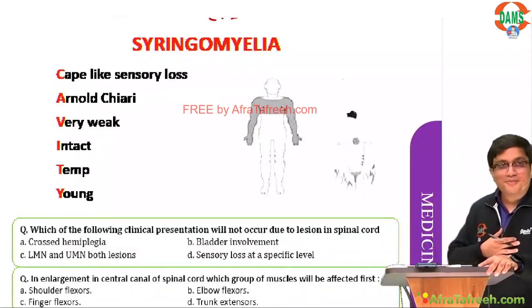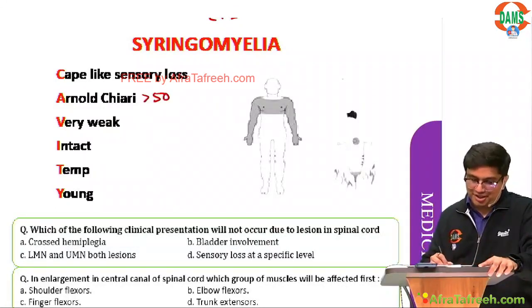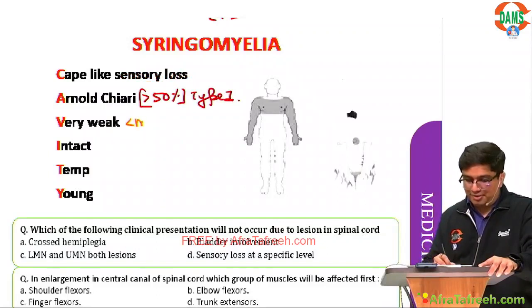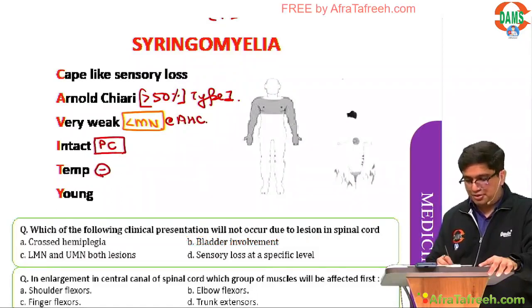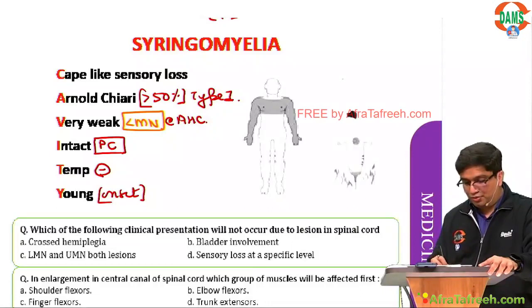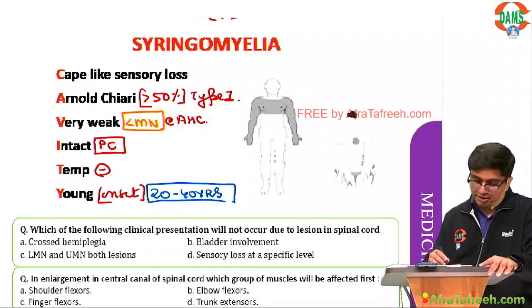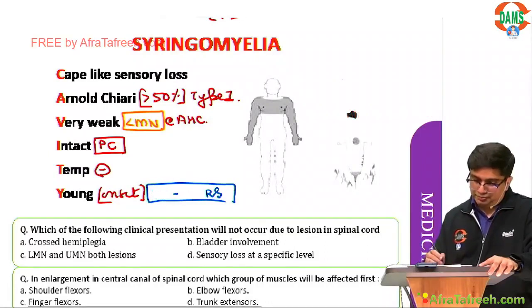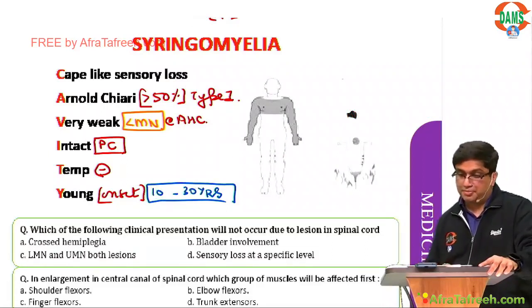Okay. Syringomyelia is a condition in which there is a cape-like sensory loss. More than 50% of them have a Chiari malformation, which is seen in type 1. They're very weak at the level of the lesion due to LMN because of the involvement of the anterior horn cell. In them, we always have an intact posterior column and temperature is lost. The onset in them is generally young, in a bracket that we consider between 20 to 40 years. Oh, sorry, 10 to 30 years, very young. Okay, so this is a cape-like distribution that will be seen in the patient.